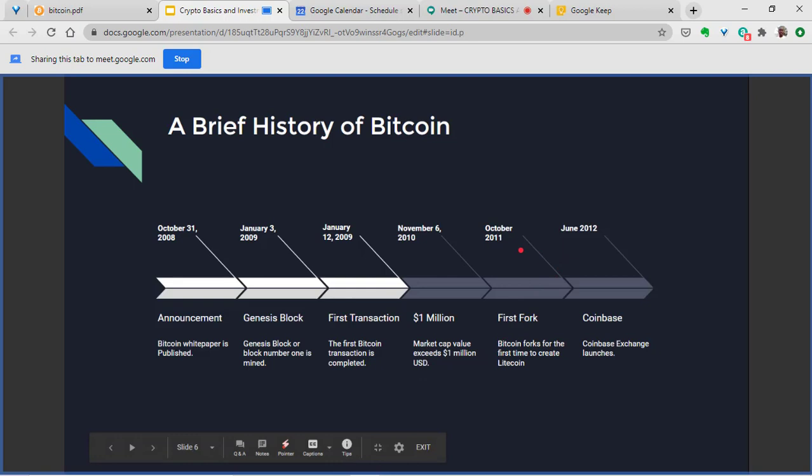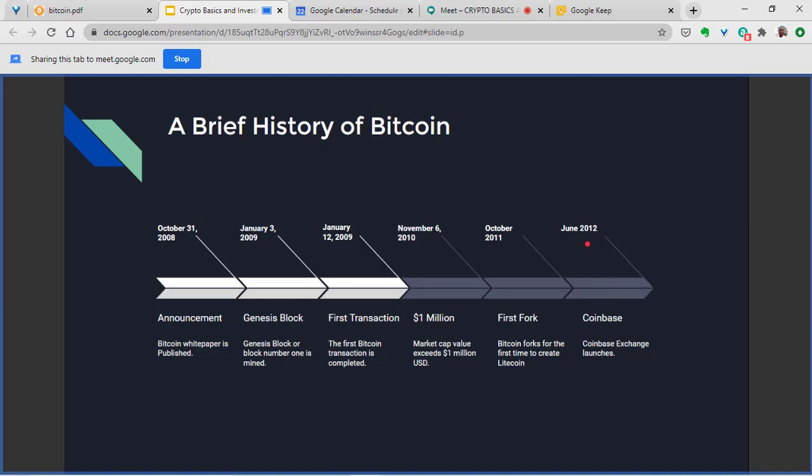Then we move on. October 2011, the first fork of Bitcoin. So Bitcoin forks for the first time to create Litecoin. So a fork is when, okay, I think I'll save this till I get somewhere else in the explanation. Let me save it. Let's just hang on to that. So let's just move on with the history.